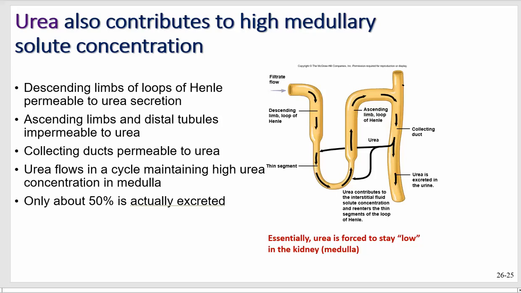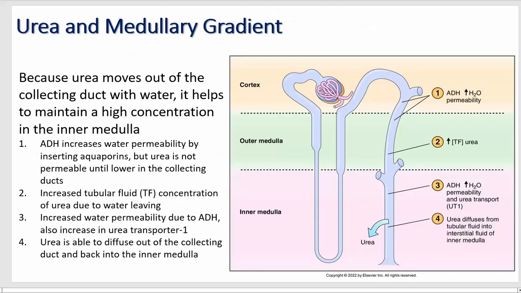All right, so let's see. The descending limbs of the loop of Henle are permeable to urea secretion, so it's moving in here. Ascending limbs and distal tubules are impermeable, so you're not getting out there. You can only get out here if the aldosterone or the ADH says that you can. So urea flows in a cycle, maintaining a high urea concentration in the medulla, and only about 40 to 50% is actually excreted.